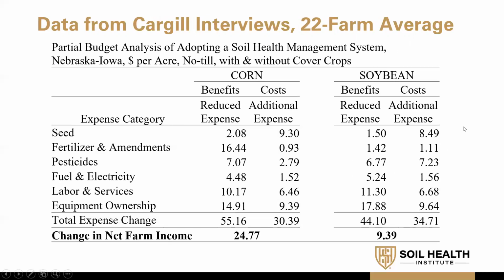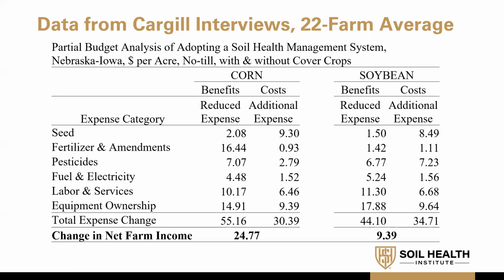These are results from a 22 farm average, Nebraska and Iowa, from our Cargill study. We do see similar results. For corn, the largest category of reduced expense was for fertilizer and amendments. But coming over and looking at soybeans, we see that in these farms, the average reduction is only $1.42. This is because for soybeans, the only potential reduction is P and K.